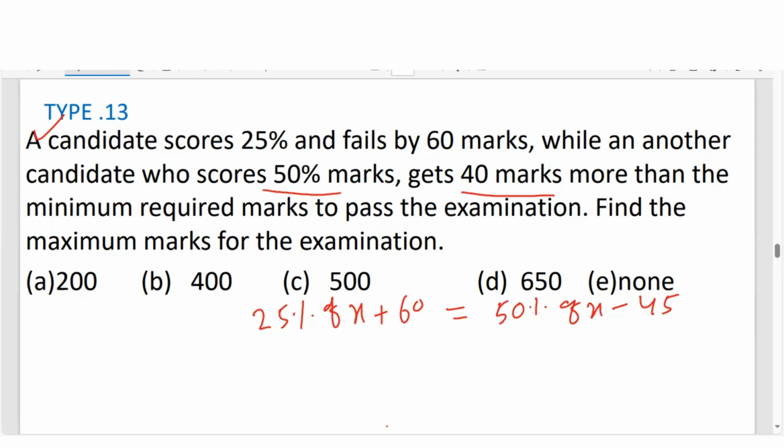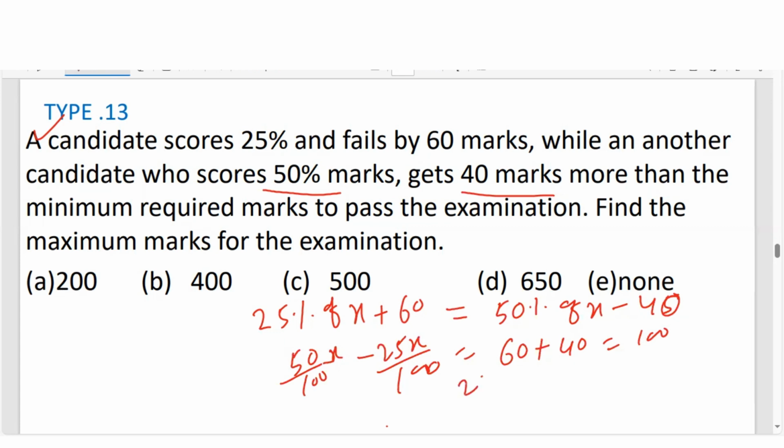So what can we write? 50% of X, that is 50X by 100, and then minus 25% of X means 25X by 100, and this is equal to 60 plus 40. So here it is given 60 and 40, so we are getting 100. So 50X minus 25X is 25X by 100, equal to 100. So 25 into 4, you will get X equal to 400. So the maximum marks was 400.